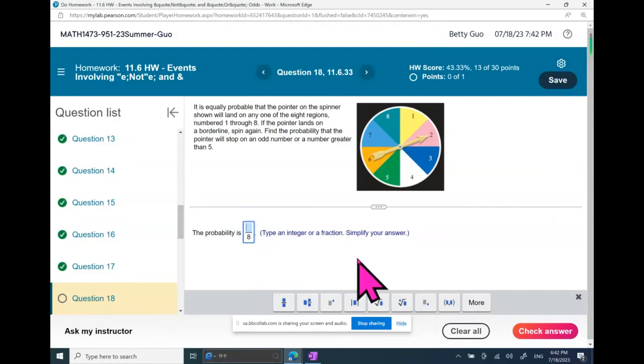Question, the 2 events. First event, get an odd number: 1, 3, 5, 7. Second event, get a number greater than 5: 6, 7, 8. Are they mutually exclusive or not? You need to answer this question. Think about it: is it possible the pointer lands on a region that is an odd number and bigger than 5? So are the 2 events mutually exclusive or not? Please respond.